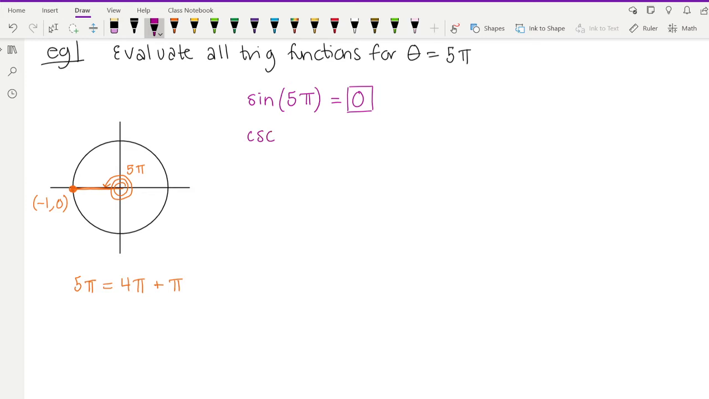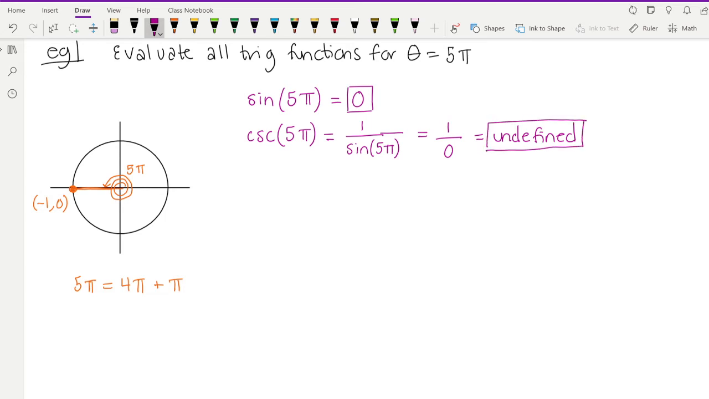So what do we get if we try to do cosecant of 5 pi? Well, remember that cosecant is supposed to be 1 over sine. It's the reciprocal of sine. And so in this case, that would give us 1 over 0. And so that is undefined. This is something we saw happen with tangent. We saw that sometimes tangent can be undefined, and we'll see that the same thing can happen with the reciprocal trig function. So if sine is 0, then cosecant is going to be dividing by 0, which will be undefined.